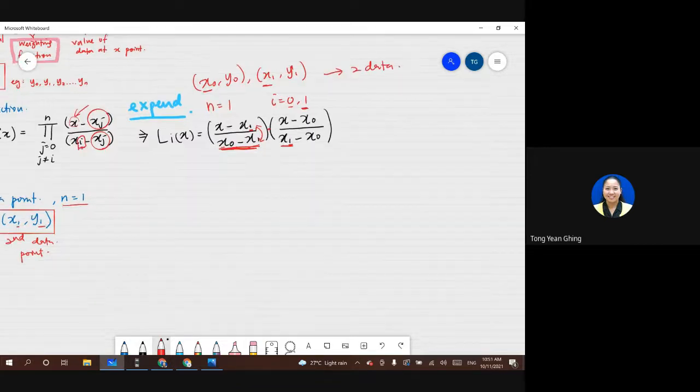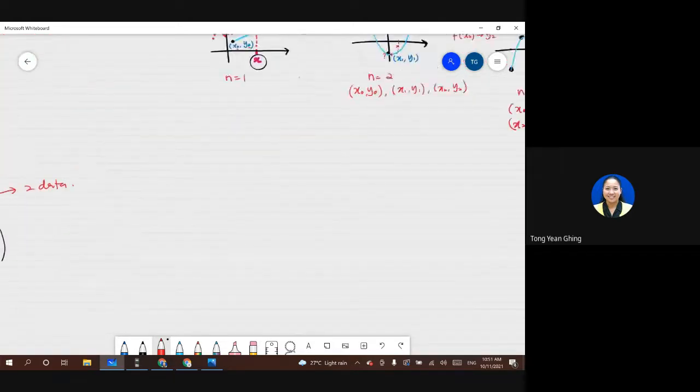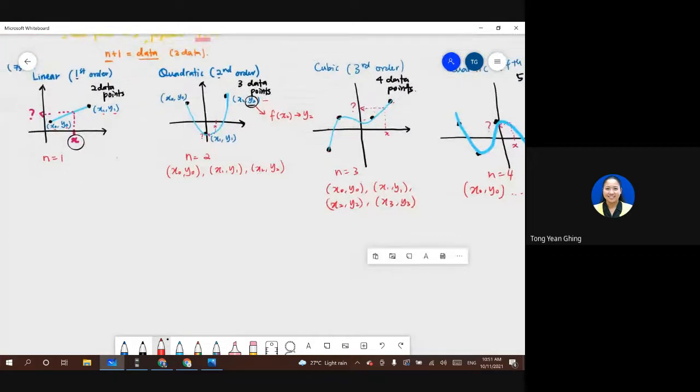If let's say you have three data points, that is a quadratic. Go to this one. Let's say we have three data points here.